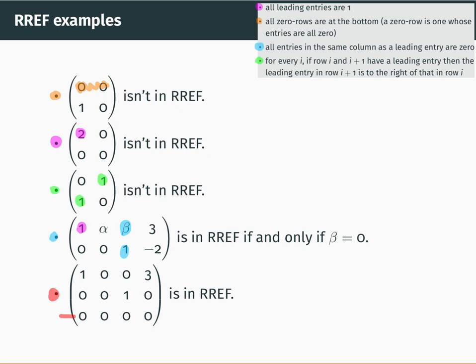Next, all the entries in the same column as a leading entry are 0. So you can see that the only leading entries are here and here, and the other entries in those columns are 0. Right? There are zeros here, there are zeros here, and there are zeros here. So condition 3 is also satisfied. And finally, condition 4 is satisfied because the leading entry in row 2 is to the right of the leading entry in row 1. That condition doesn't apply to rows 2 and 3 because there is no leading entry in row 3. So it's satisfied completely. All of the 4 parts of the definition are satisfied, and therefore that matrix is in row-reduced echelon form.